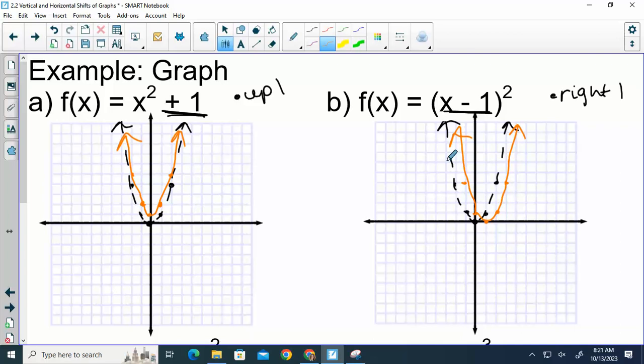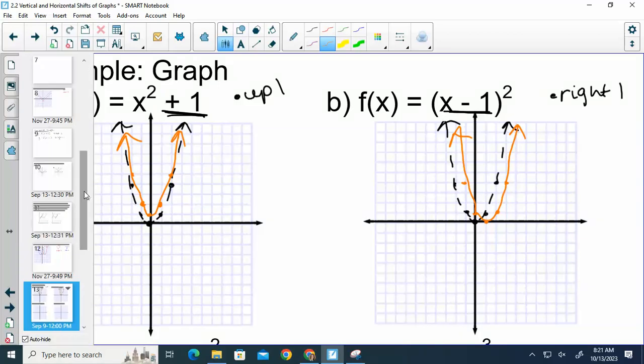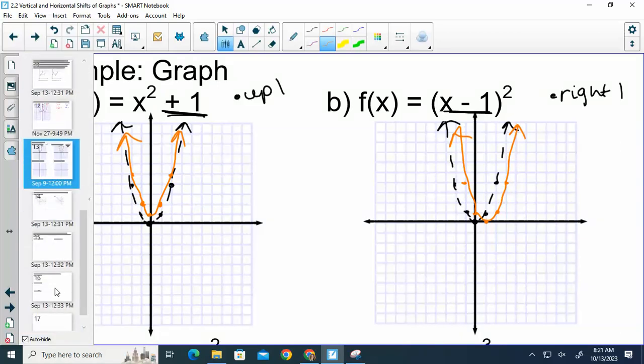Is that okay? Do we need more like that? We can also have more than one transformation in a problem. So we're going to do a few with multiple transformations. We'll also practice giving the domain and range at the end, just to make sure we've got that.